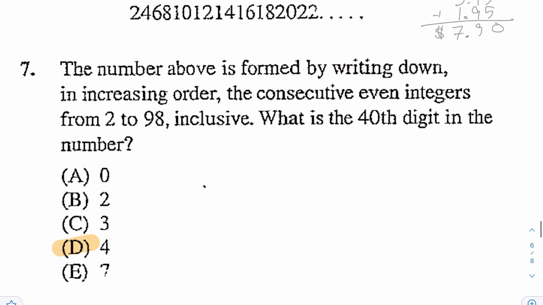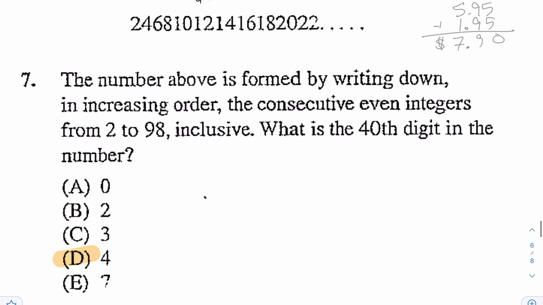All right, next for number 7. The number above is formed by writing down in increasing order the consecutive even integers from 2 to 98 inclusive. What is the 40th digit in the number? So you just write out the even numbers, and then you just connect them all together. So first up, 2, 4, 6, 8. Those are the only single digit ones. So the first 4 digits are 2, 4, 6, 8.